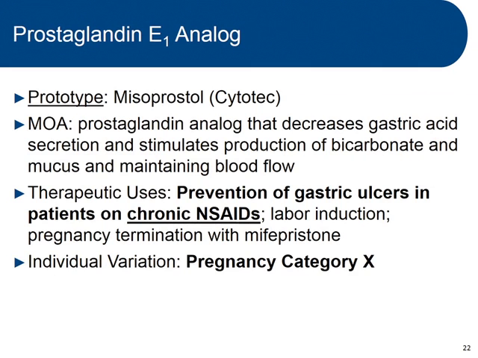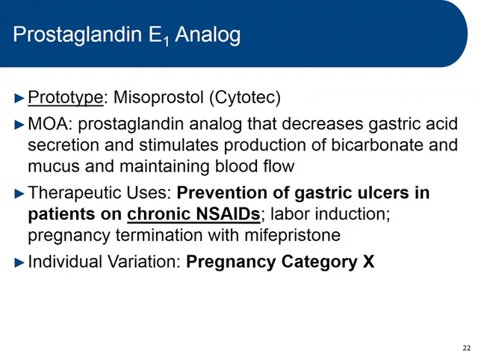All right, so the prototype is misoprostol. The brand name is Cytotec. I already described how this drug works. Therapeutic uses: prevention of gastric ulcers in patients on chronic NSAIDs. Notice that this drug is not indicated for general use for peptic ulcer disease. It's a specific population of patients who could potentially be at risk for peptic ulcers.